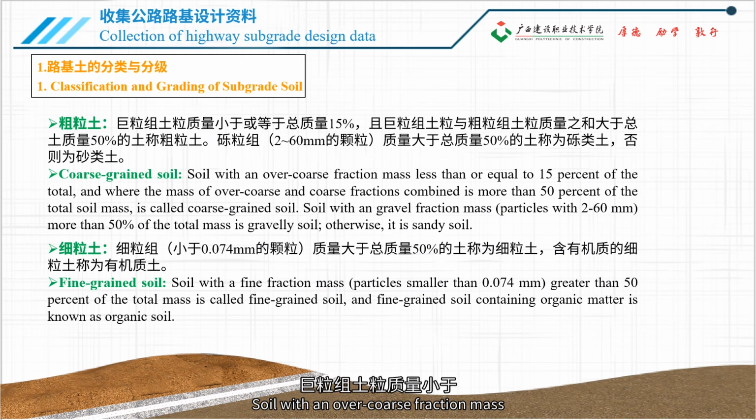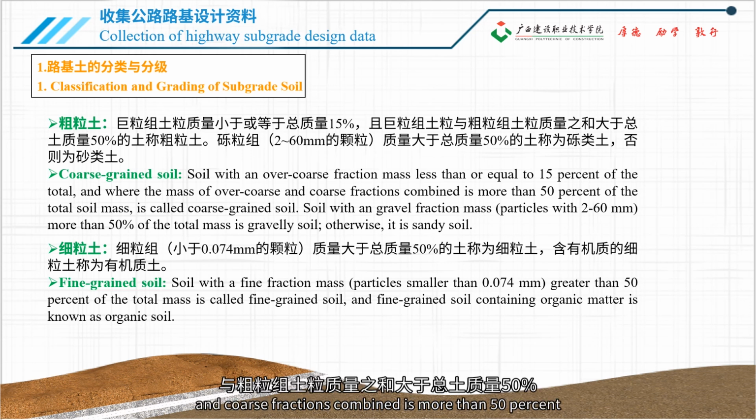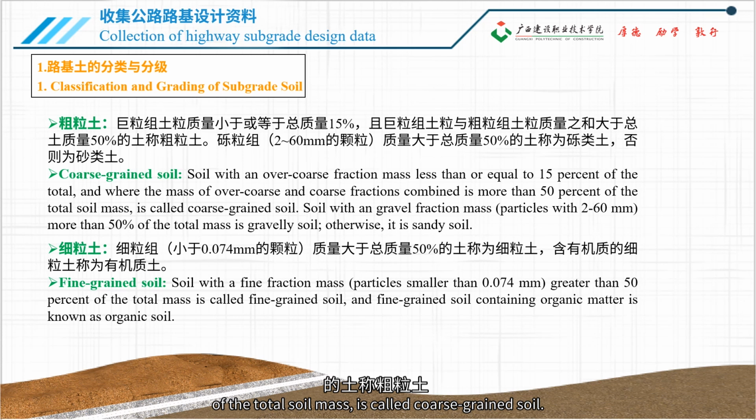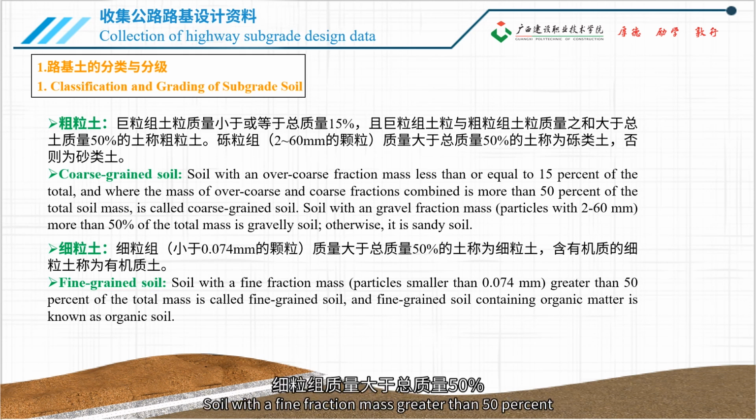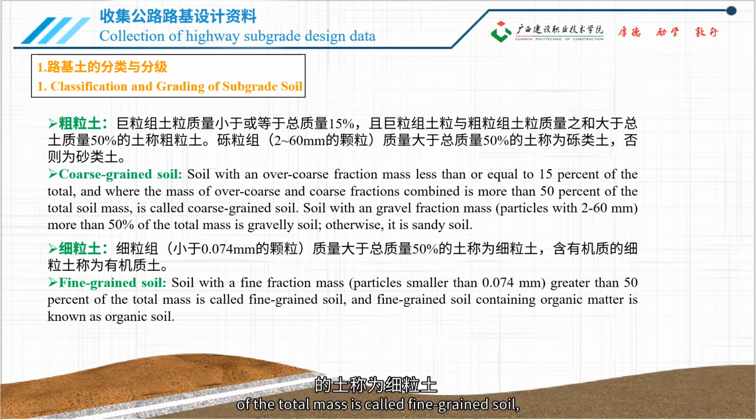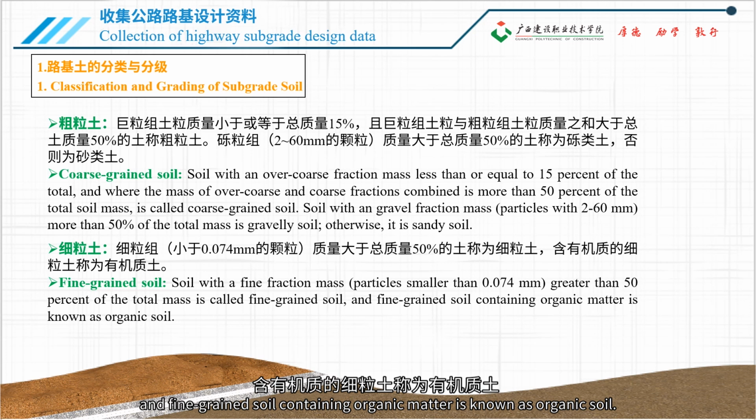Soil with an overcoarse fraction mass less than or equal to 15% of the total, and where the mass of overcoarse and coarse fractions combined is more than 50% of the total soil mass, is called coarse-grained soil. It can also be divided into gravelly soil and sandy soil based on the content of the gravel fraction. Soil with a fine fraction mass greater than 50% of the total mass is called fine-grained soil, and fine-grained soil containing organic matter is known as organic soil.